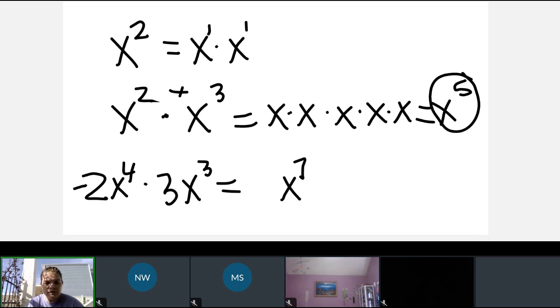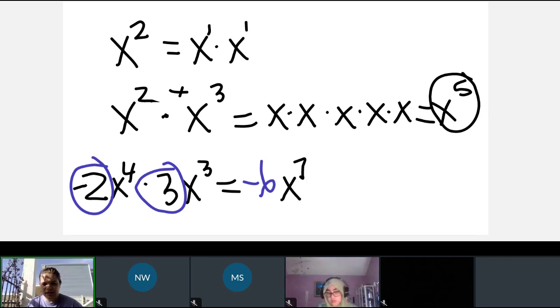For the coefficients, these are regular numbers, okay? They're not exponents. They don't have special rules. You're just going to do 2 times 3. Sorry, negative 2 times 3. So you would get negative 6x to the 7th.